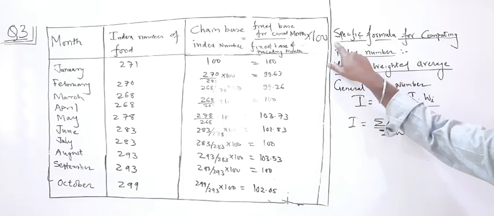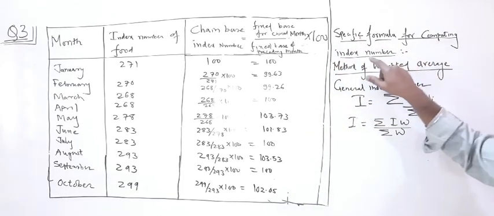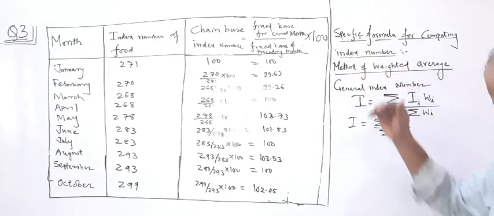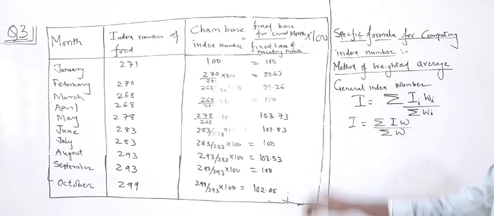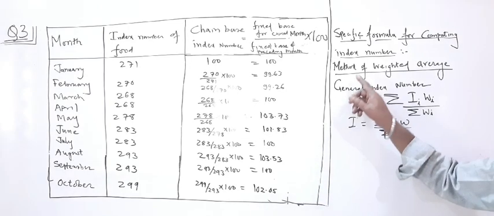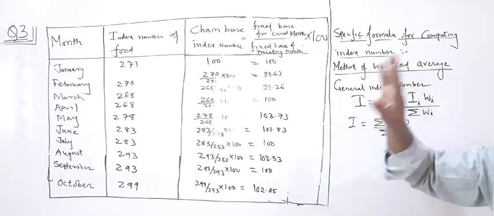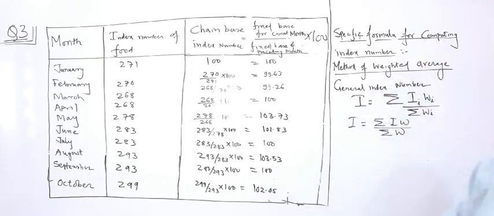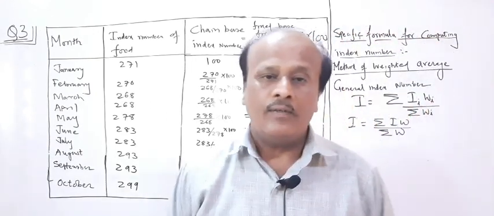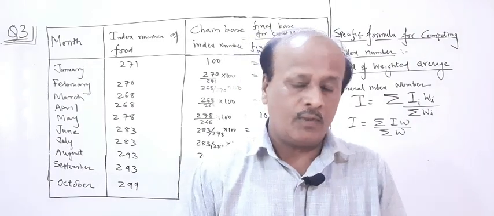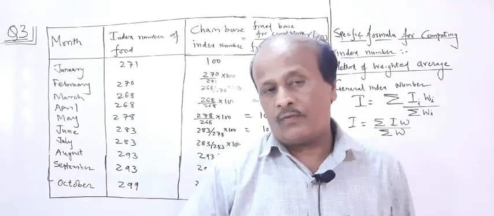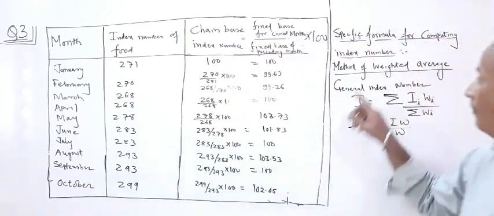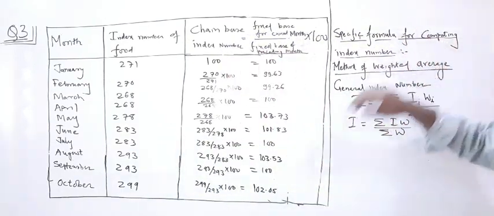What is that heading? Specific formula for computing index number. Now there are 2-3 formulas. So the first formula and first method I am telling you today is the method of weighted average. Remember in 11th class, we found the weighted mean, where for each and every article weightage was given and we were finding the weighted mean. Here it is the method of weighted average for index number.